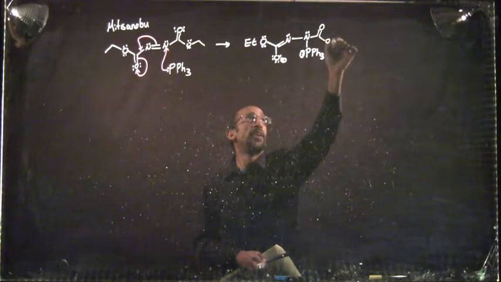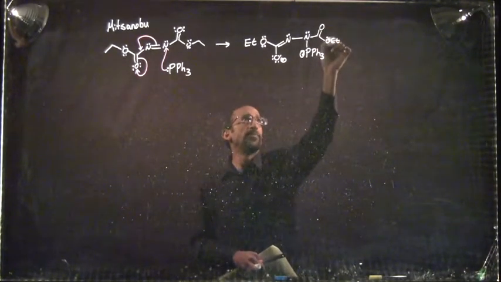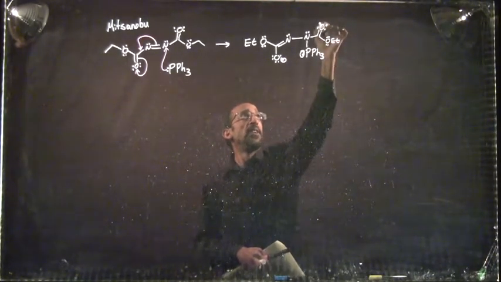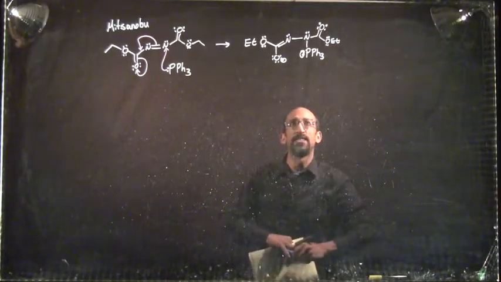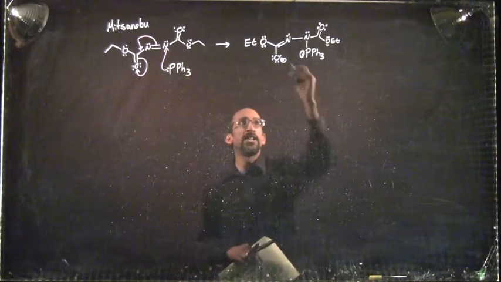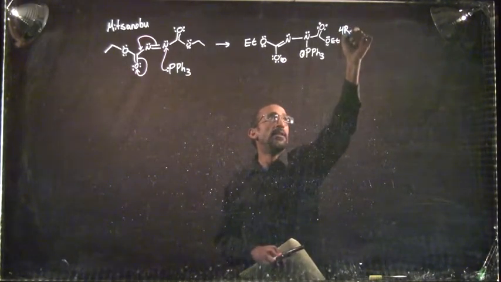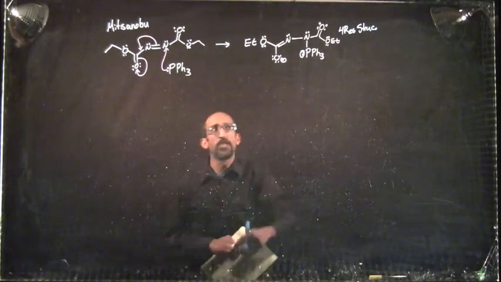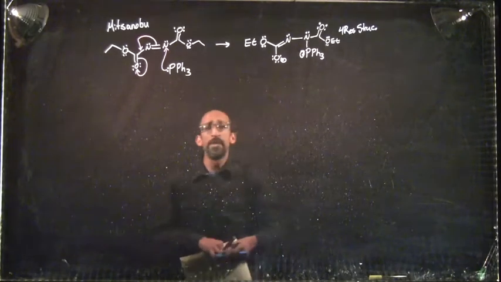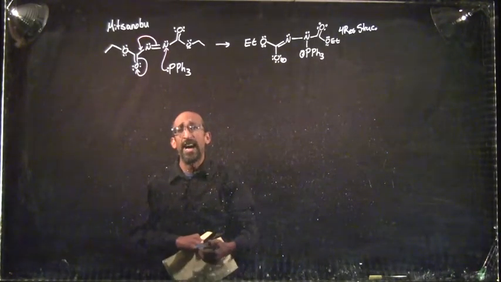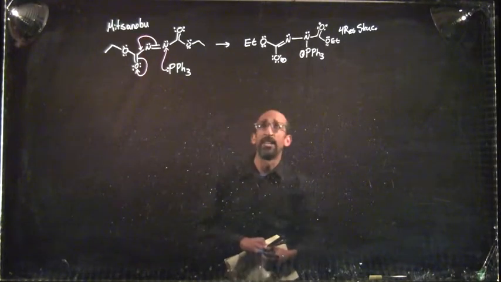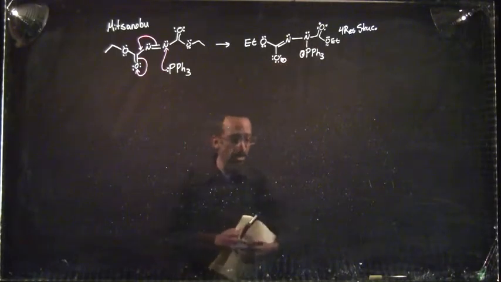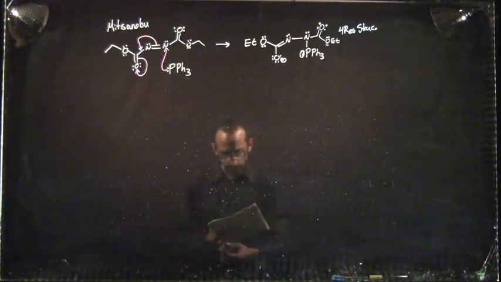And here's the rest of DEAD. Now this intermediate, known as a betaine, has 4 possible resonance structures. While I am not going to draw them out here, you should try to find all 4 of these resonance structures, and be prepared to show them if you're asked to draw an arrow-pushing mechanism for the Mitsunobu reaction. So, 4 resonance structures for this intermediate, and you should be able to draw them all at this stage.